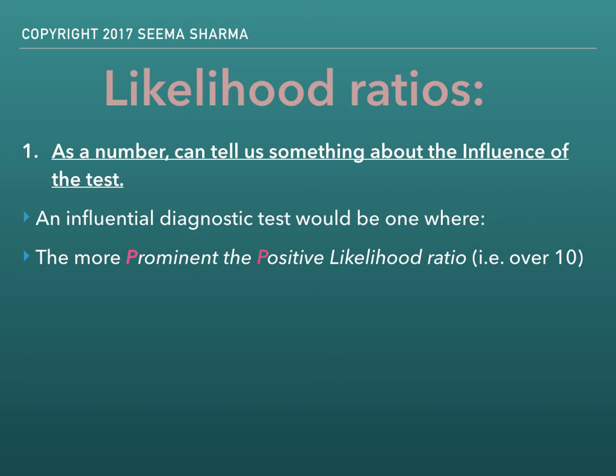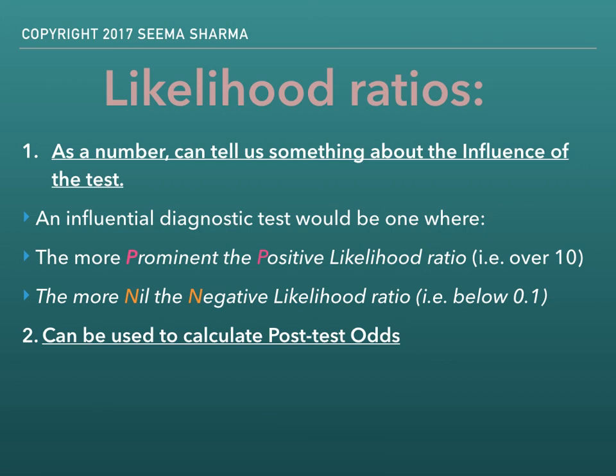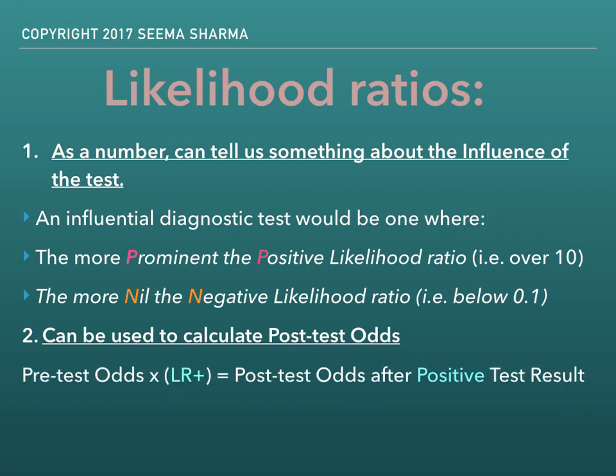And when we talk about influence, likelihood ratios can be used to get post-test odds. You use it in a calculation to calculate post-test odds. The higher the positive likelihood ratio, or the lower the negative likelihood ratio, the more influence each one has on its respective calculation.